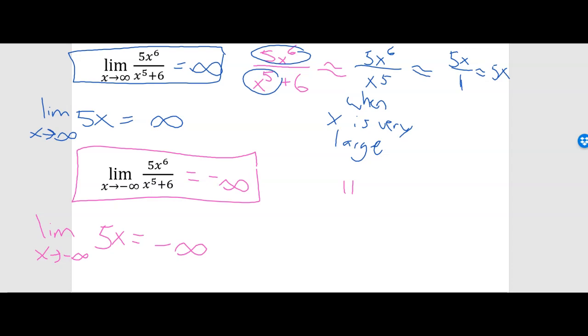This example is a bit different because our limits didn't turn out to be real numbers. They turned out to be equal to infinity, which is not a real number. Again, it's just an idea. It means our function is either increasing or decreasing without bound. So let's graph this function and see if we have any horizontal asymptotes.